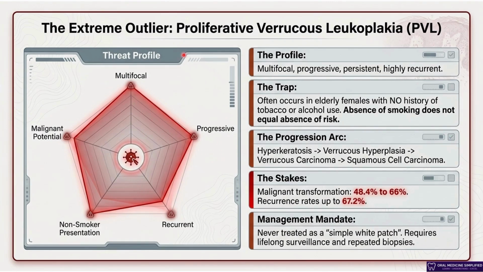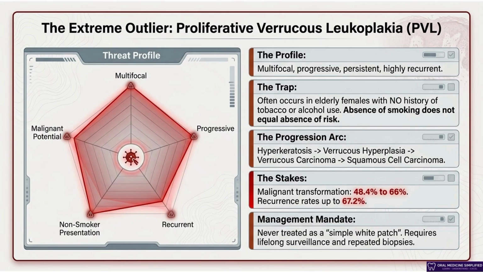Now, proliferative verrucous leukoplakia or PVL deserves special attention because it behaves very differently. PVL is usually multifocal, progressive, recurrent, can be present in non-smokers, and has a higher malignant potential. It may begin as a simple white plaque and later become verrucous, widespread, or aggressive. It is often seen in older patients and can occur even without the classic smoking history.